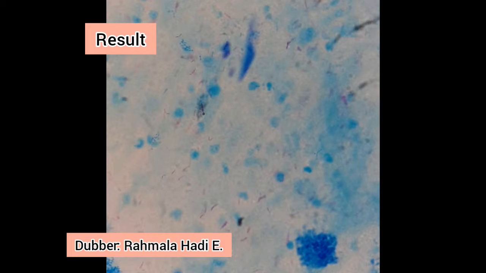After we do the staining procedure, we must look at the bacteria under the microscope with 100 times magnification. We found Mycobacterium tuberculosis in red. The bacterial shape is bacillus. This bacterium is an acid-fast bacterium.